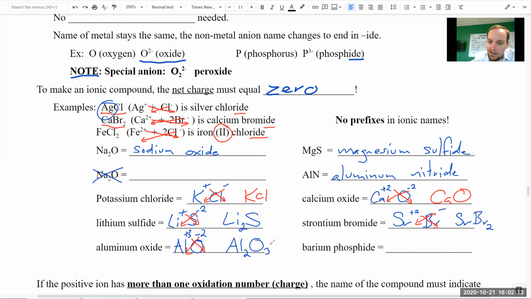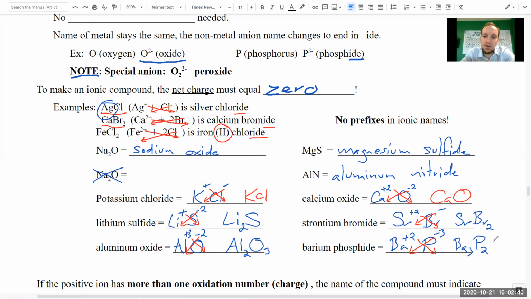Last one, we have barium, which is a +2, and a phosphide or phosphorus with a -3. Again, you guys are noticing the pattern. I'm going to move that down there, that down there. What that does, that gets me Ba3P2. That's barium phosphide.